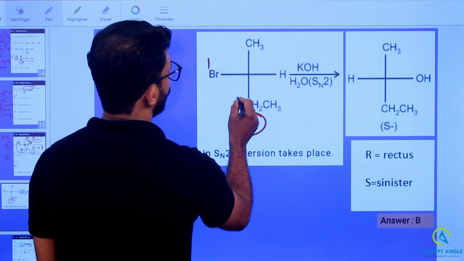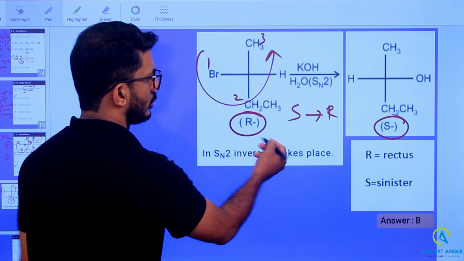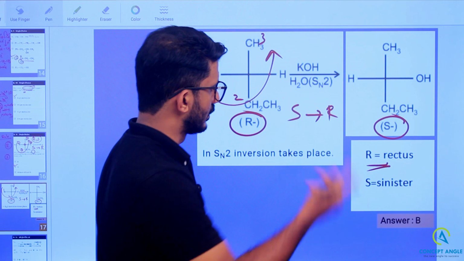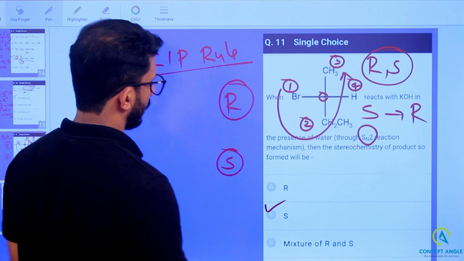1, 2, 3. So this we are getting S, but change it to R. So the answer is S. R is in Greek rectus, which stands for right, and S stands for sinister, which is left, that is clockwise, anti-clockwise, and the answer is B. Answer is B. Okay, S is the answer.